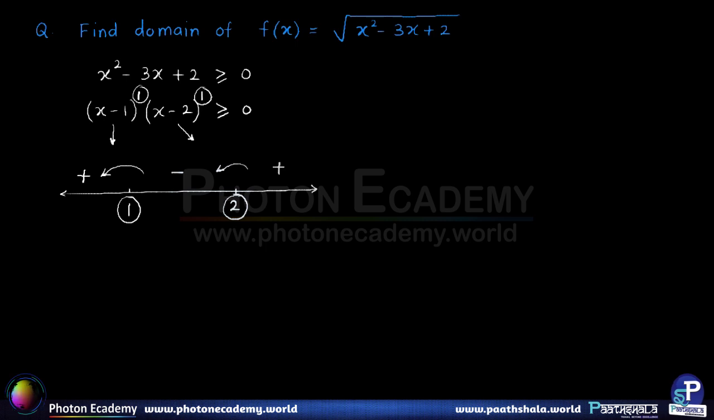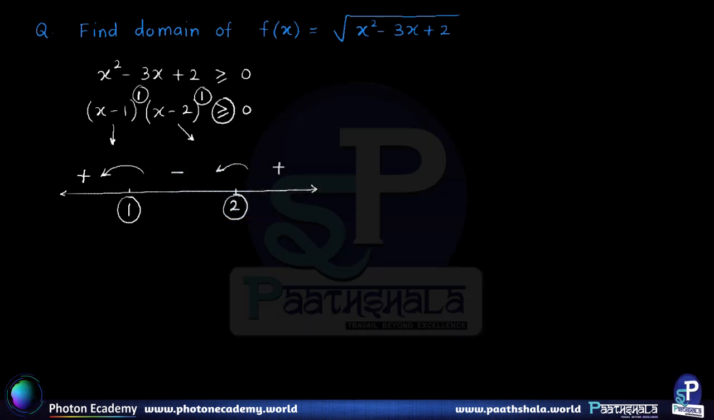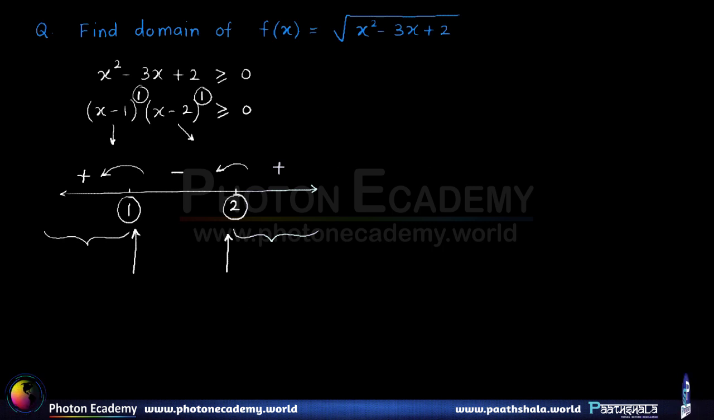Alright. Now after marking these signs, we have to look at the required inequality. That is, our inequality is greater than or equal to. Alright. So since we have greater than, we have to include all the regions which have a plus sign in them. And the equality will hold at these particular junctions where the factors are becoming 0.